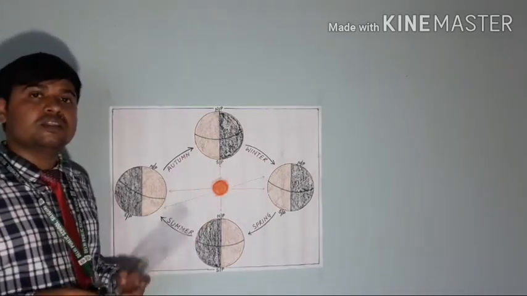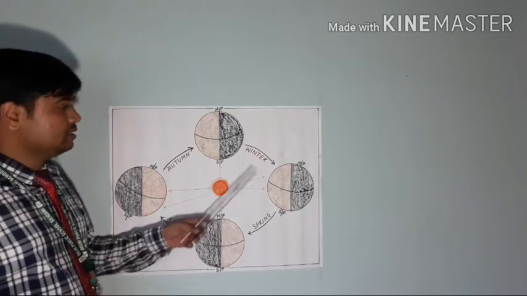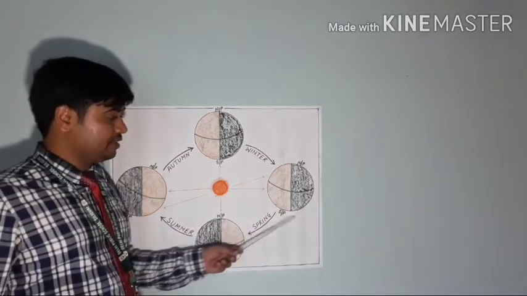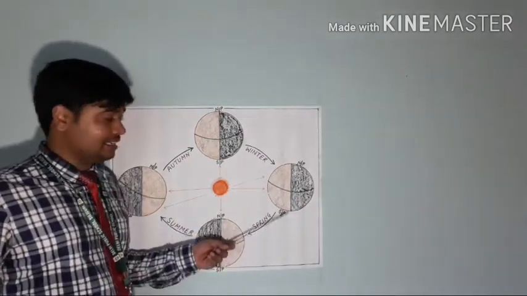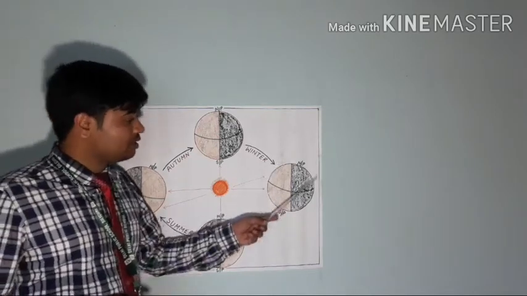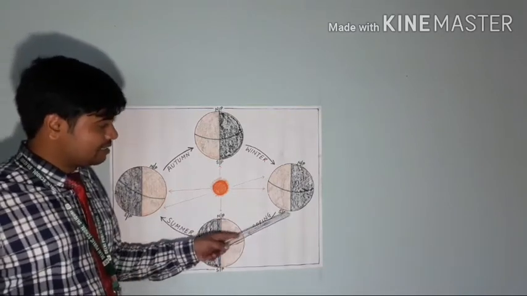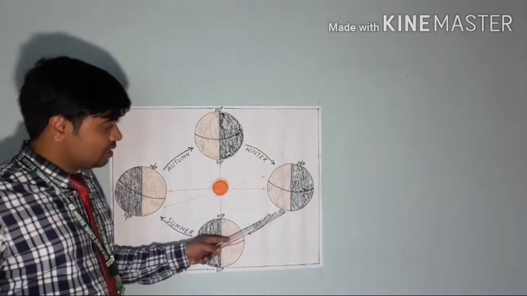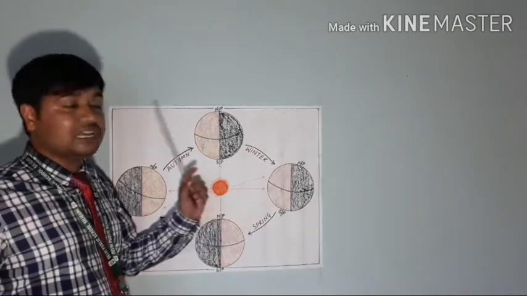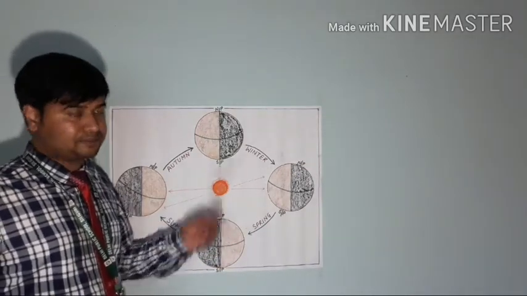Next season is winter. So as the earth revolves around the sun, we move towards another season, that is winter. During winter season, southern hemisphere gets direct sun rays, or southern hemisphere is closer to the sun and northern hemisphere is away from the sun. So in this diagram you can see during the winter season south pole gets sun rays, whereas north pole is away from the sun rays, or it is totally dark.